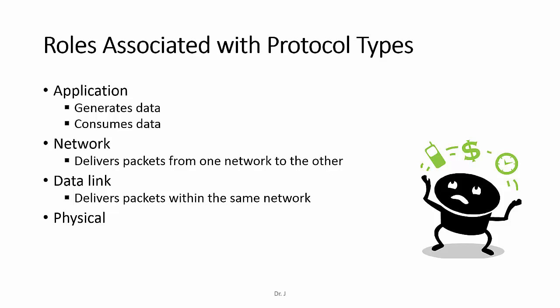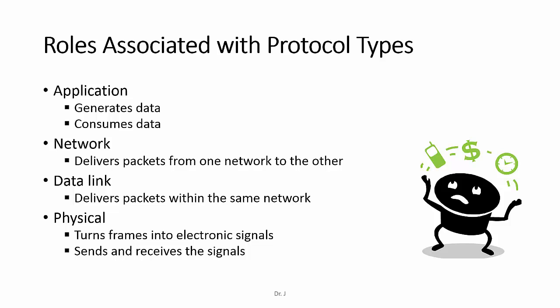And as you can see, for both the data link and the network layers, the main responsibilities of the protocols belonging to those two layers have something to do with delivering a message from one host to the other, either in the context of the same network or in the context of delivering the message between multiple networks. And finally, the protocols belonging to the physical layer are responsible for turning frames into electronic signals, because at the end, what goes through the wires is the electronic signal. The physical layer also has protocols defining what the network interfaces are doing to send and receive the electronic signals.